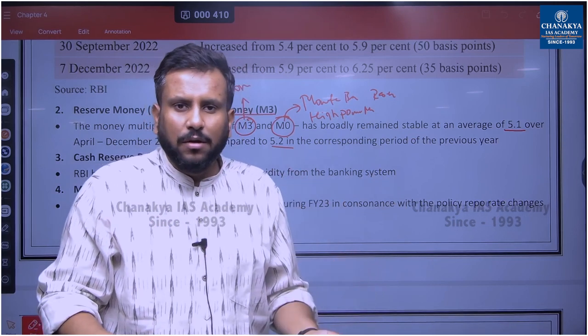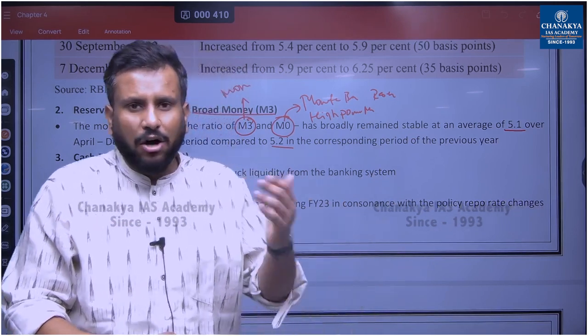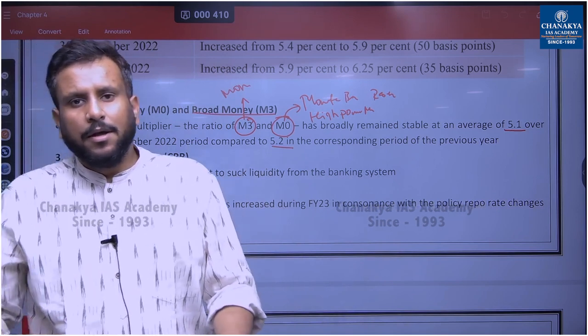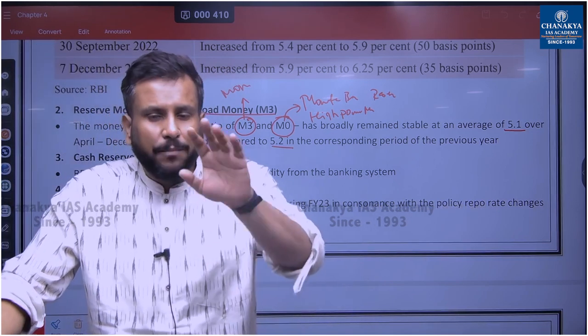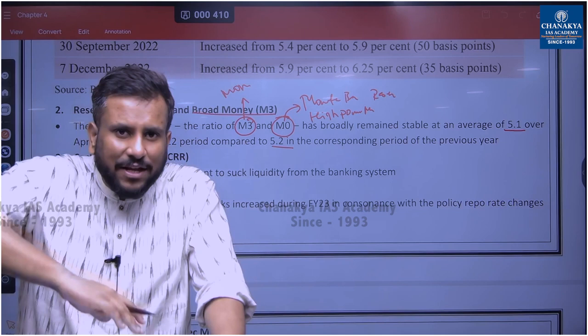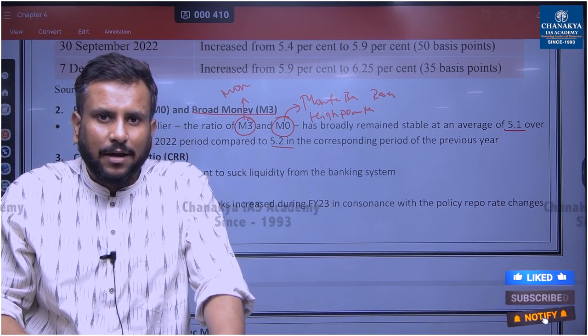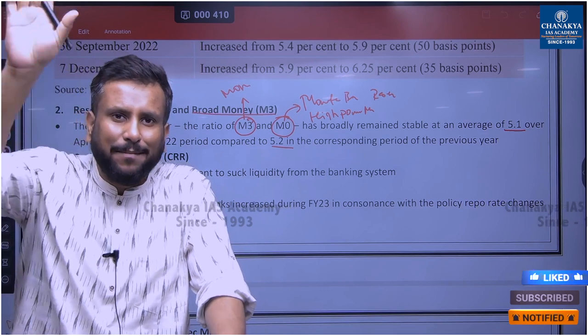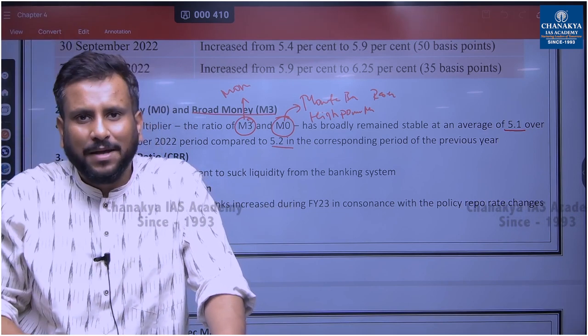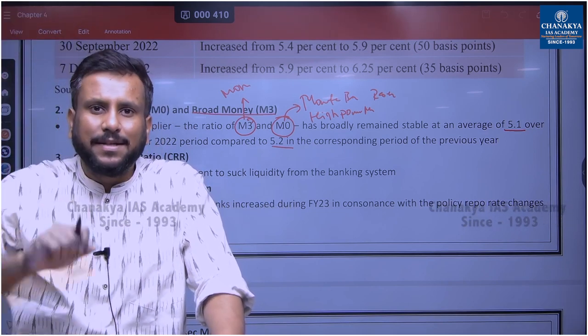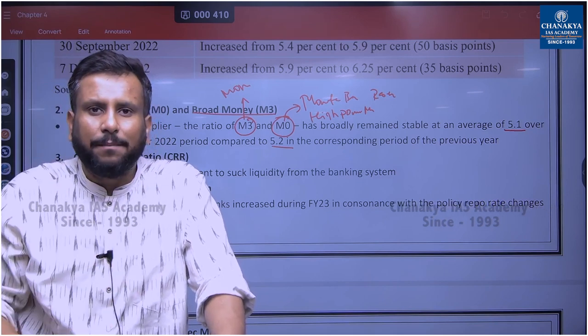So that is good because we want to control the inflation. We want banks to not lend more and more money. So as a question prelims mein aayega aapka. So if the inflation is high, the money multiplier should reduce or increase, right? If the repo rate increases, the money multiplier will increase or decrease. If the reverse repo rate increases, what will be its impact on money multiplier?